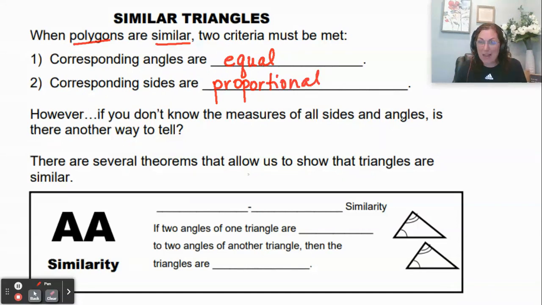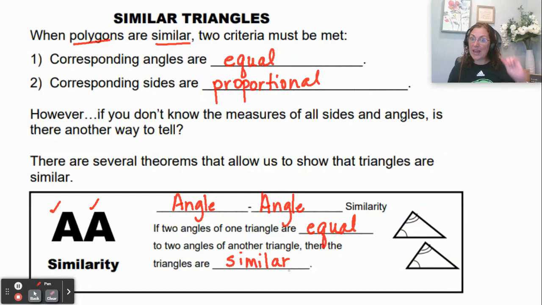So if you don't know the measure of all the sides and angles, is there another way to tell? Yes. And so we're going to talk about a few theorems that help us. Now, the first one is AA, and those A's stand for angle, angle. And this one says, if two angles of one triangle are equal to two angles of another triangle, then the triangles are not equal, but similar.